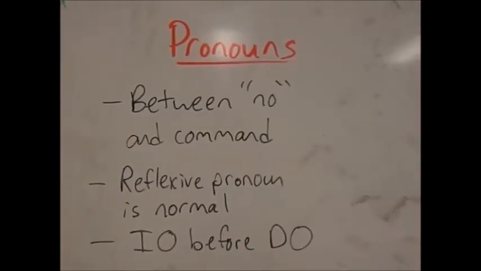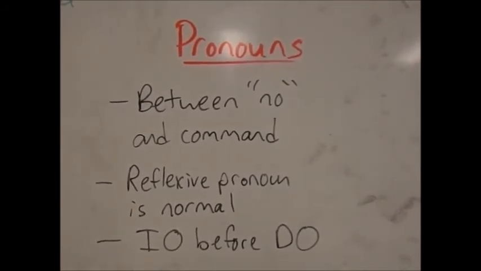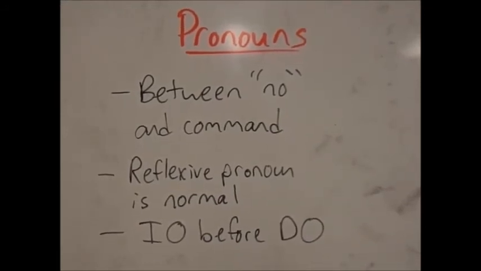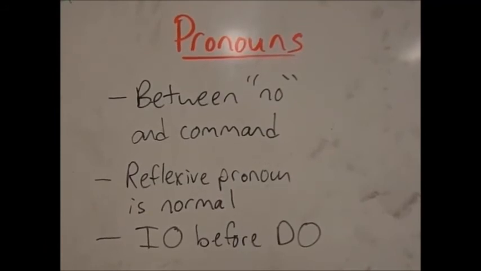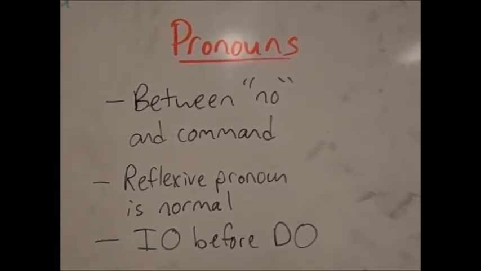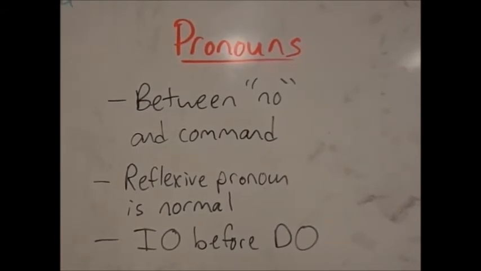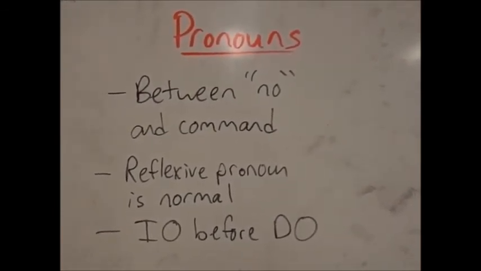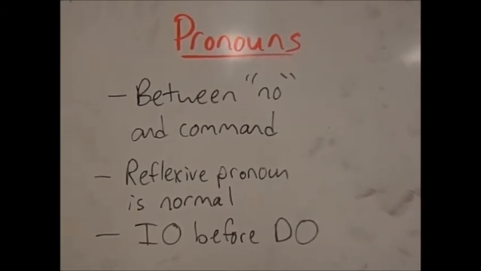So here's how pronouns work with negative nosotros commands. As usual, you put the pronouns between the no and the command. Remember how I was talking about how reflexive pronouns are weird in affirmative nosotros commands? Well, with negative nosotros commands, the pronoun is a separate word, so you don't even have to worry about that. And finally, you need to remember that if you have two pronouns in the same command, you put the indirect object pronoun before the direct object pronoun.